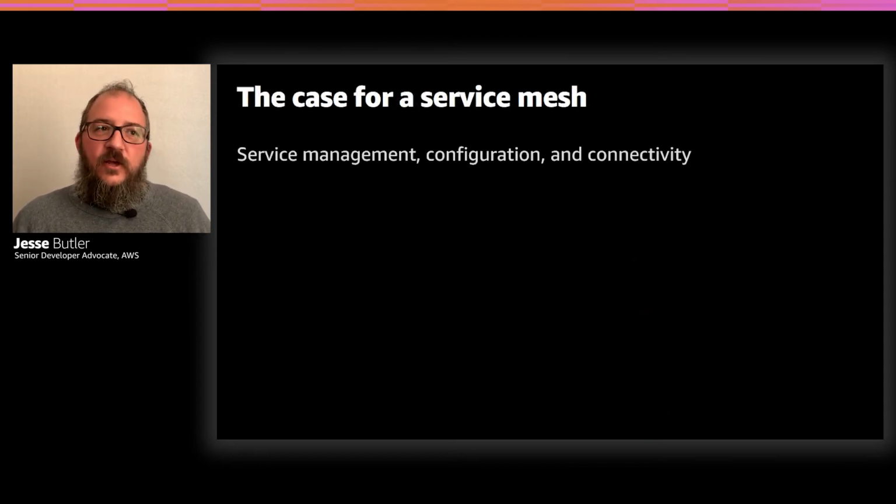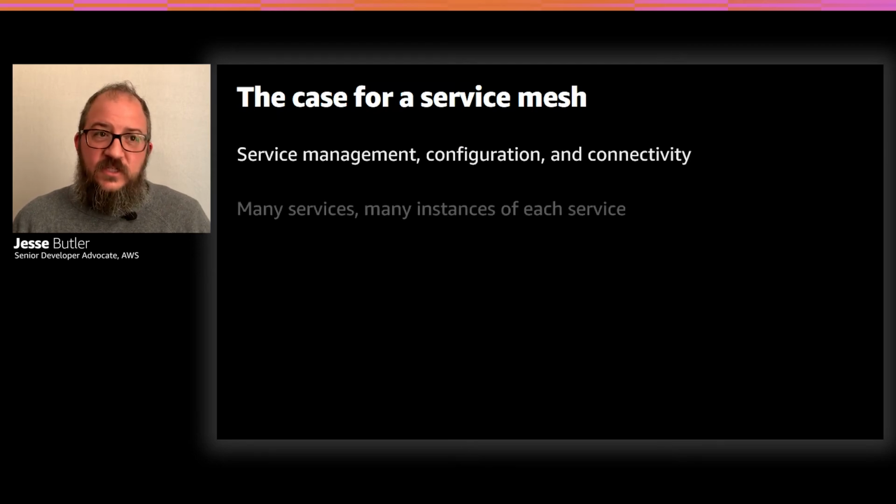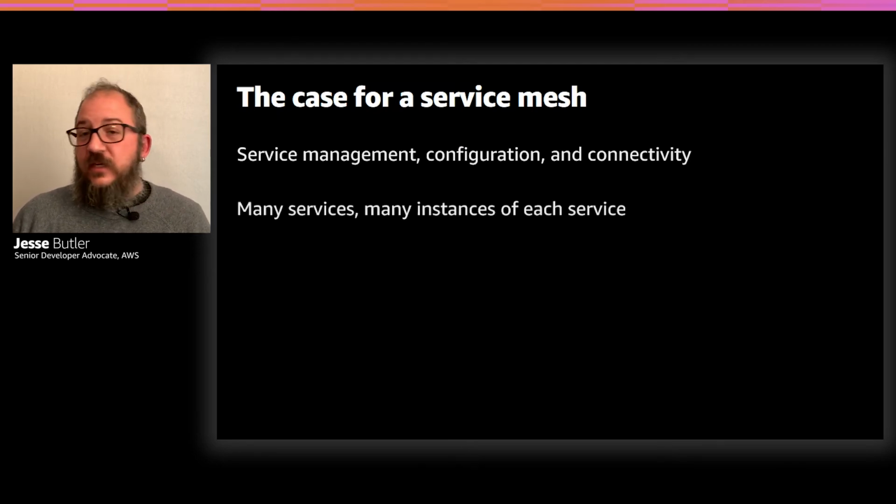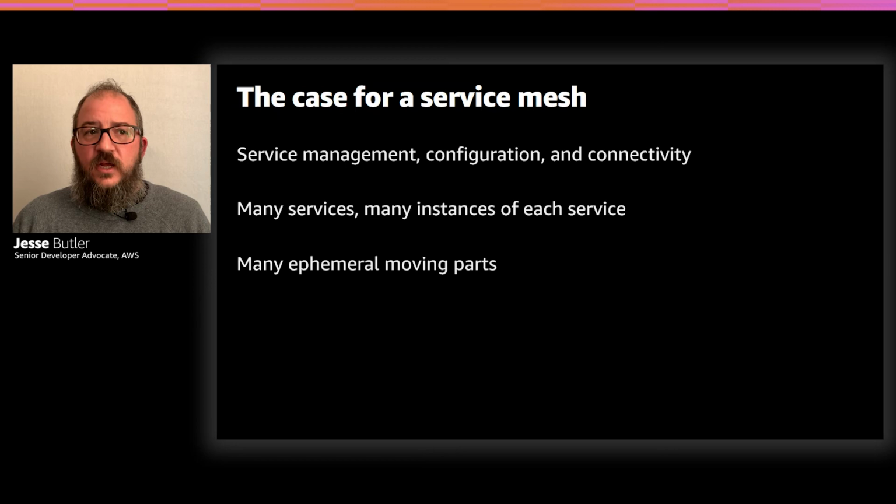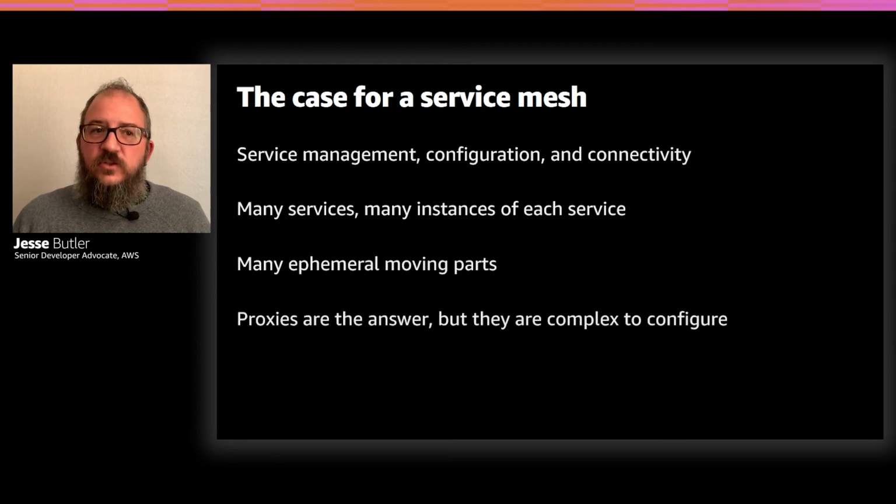So basically, we have these requirements. We need service management, we need configuration, we need connectivity, we need client-side load balancing. We have a lot of services with a lot of instances of each service. So sometimes we're looking at thousands or tens of thousands of containers supporting hundreds of microservices. We have a lot of moving parts which are ephemeral in nature. And proxies are a really good solution here, but they can be complex to configure. And that's why we built App Mesh.